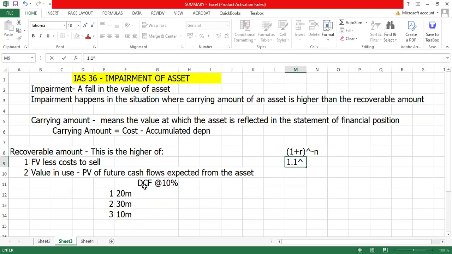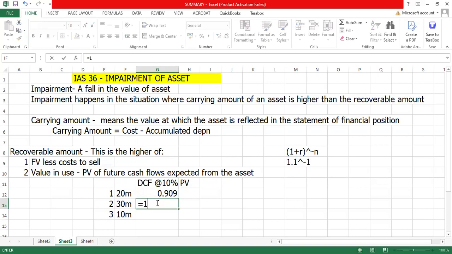Now, if you're dealing with year 1, it is power -1. If you're dealing with year 2, it's power -2. Year 3 is power -3. Then tell me the values here. 1.1 power -1, what do you get? 0.909. That's what you have, rounded off to 3 decimal points.